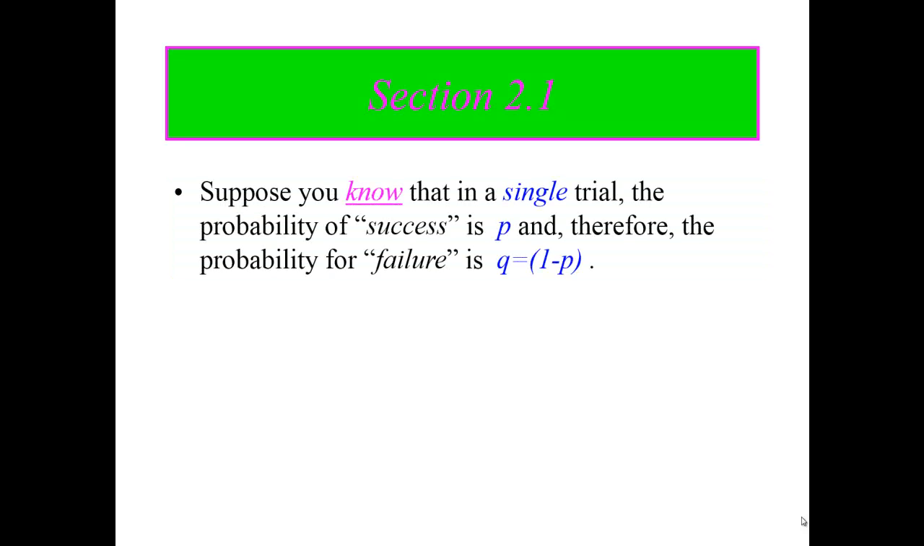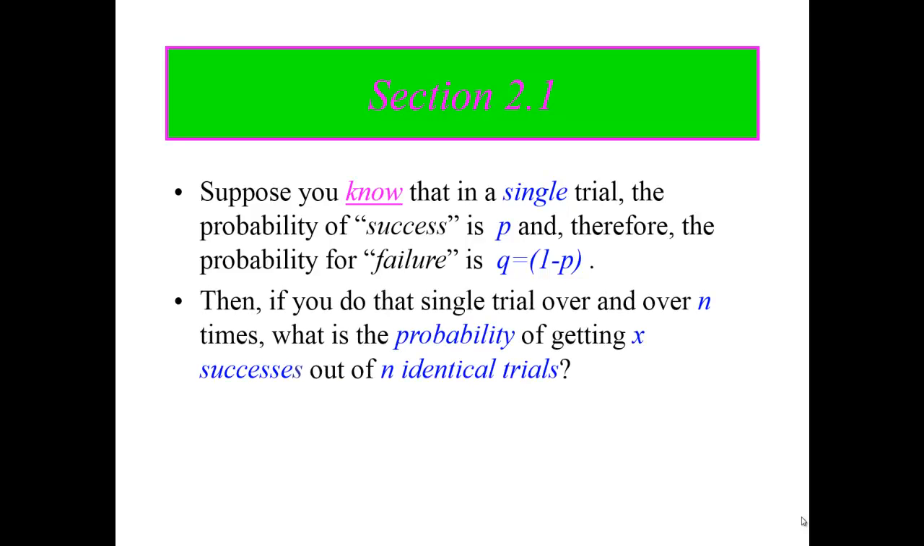So at the very beginning of Chapter 2, we ask the question, what if we know that in a single trial of an experiment, the probability for success is p, and the probability for failure is then q, or 1 minus p? And if we do that single trial over and over again, n times, what would be the probability of getting a certain number of successes, x, out of those n trials, assuming that these are identical trials? That's what we're trying to figure out.